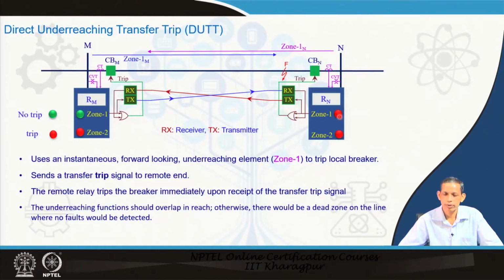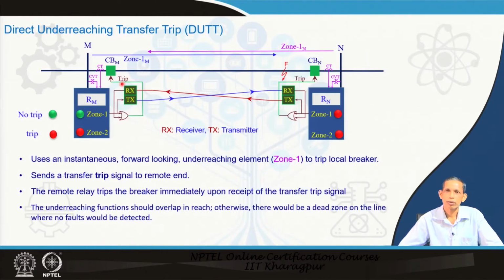So, that is why the red flag is here, and it means that the information that zone 1 has picked up will be transmitted to this end, and the relay at this end will receive that signal. With an OR gate of local zone 1 and remote end zone 1, that underreaching element will be considered and will make the decision that this relay will also trip. So, from this side also, without any wait for the zone 2 decision, it will go for the trip.